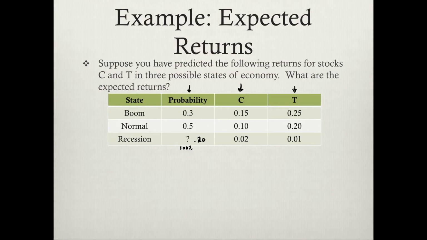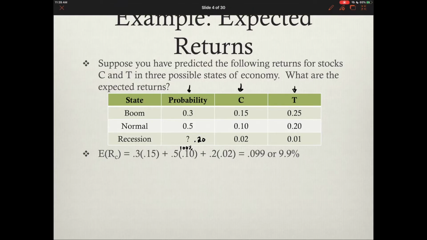Let's first take a look at the expected return of stock C. The expected return of stock C is the probability multiplied by the return in that economic condition, and we sum those together. So this equation is saying you take the 30% probability of a boom multiplied by the 15% return in that economic condition, and then we add to it the next set.